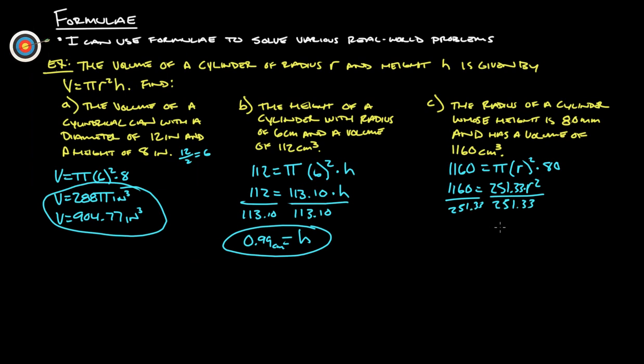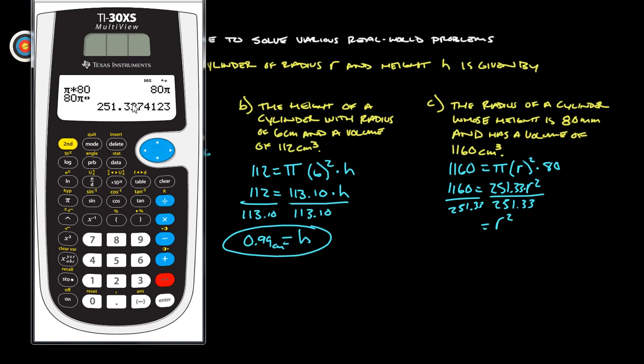251.33. And we get r squared is, and again, it's really important, you want to do 1160 divided by your answer instead of this rounded answer, because the more rounding you do before the very end, the farther off your answer is going to be. Okay, so we're going to do 1160. And this works exactly the same on your graphing calculators as well. Divide by second and then answer. And we get 4.615.